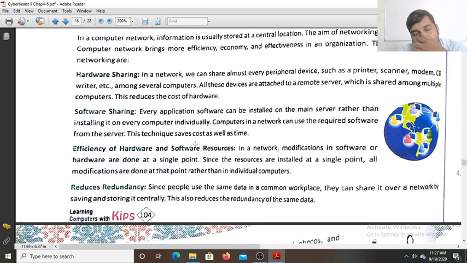I mean, suppose there is a problem that occurs in the software, so the maintenance has to be done at a particular place, at the main server, and from that main server all the connected computers can download the updated software.